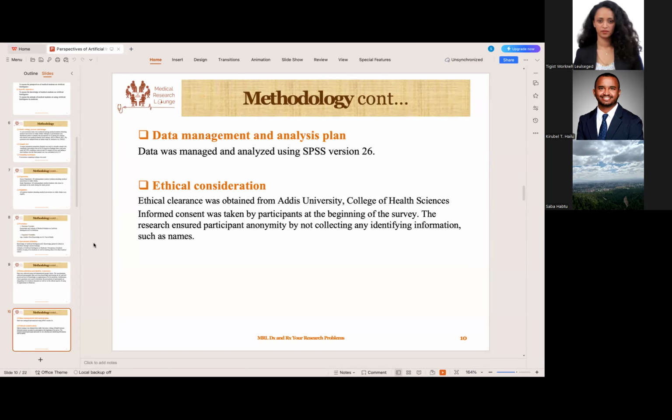Data was managed and analyzed using SPSS version 26. Ethical clearance was obtained from Addis Ababa University College of Health Sciences, and informed consent was taken by participants at the beginning of the survey. This consent ensured participant anonymity by not collecting any identifying information, such as names.